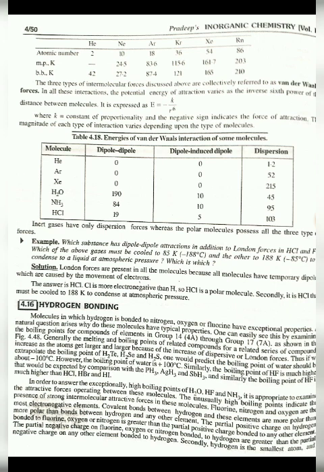The partial positive charge on hydrogen bonded to fluorine, oxygen or nitrogen is greater than the partial positive charge on hydrogen bonded to any other element. The partial negative charge on fluorine, oxygen or nitrogen bonded to hydrogen is greater than the partial negative charge on any other element bonded to hydrogen.